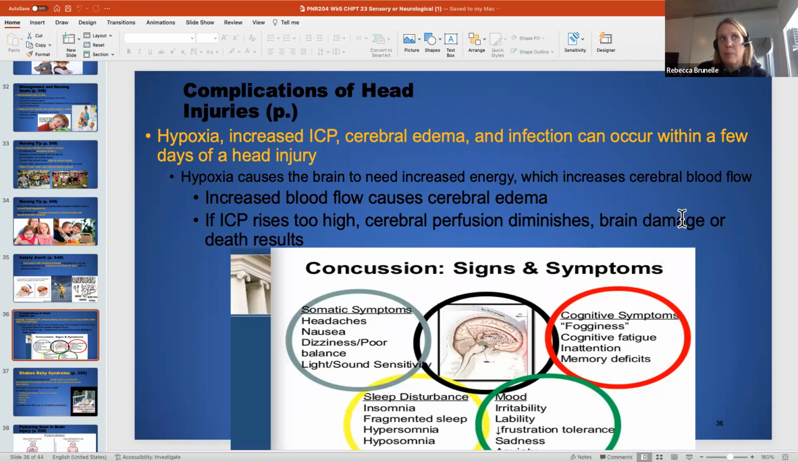When you have a head injury, it can cause increased intracranial pressure and cerebral edema, and they're also a setup for an infection. And all of this can happen within a few days of a head injury.